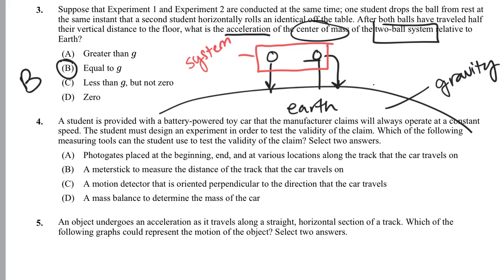A student is provided with a battery-powered car, and the manufacturer claims that it will operate at a constant speed. The student must design an experiment to test the claim. Which of the tools can the student use to test the validity of the claim? So your answers are going to be A and B. The photo gates will be placed at the beginning and end.